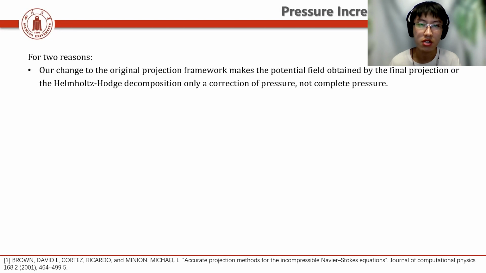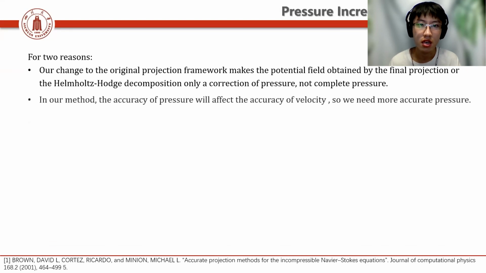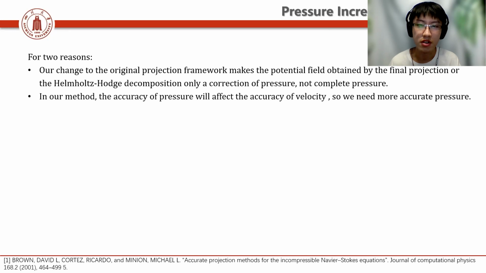Our change to the original projection framework makes the potential field obtained by the Helmholtz-Hodge decomposition only a correction of pressure, not a complete pressure. And in our method, the accuracy of pressure will affect the accuracy of velocity, so we need more accurate pressure. So we introduced the pressure incremental correction scheme.